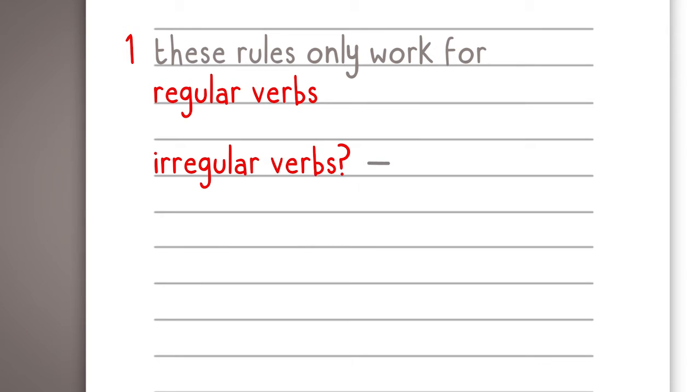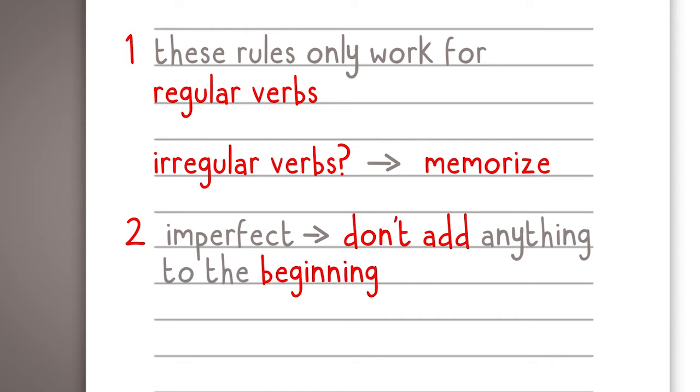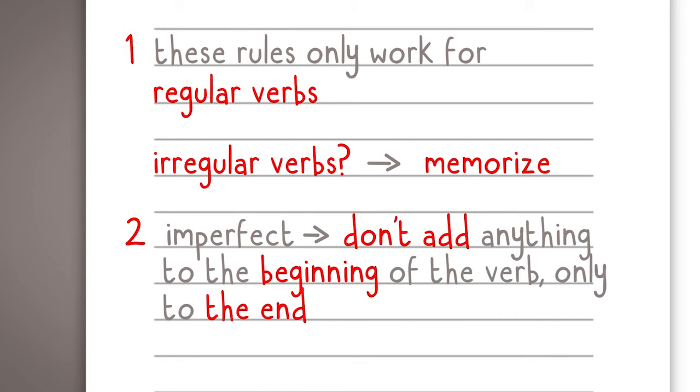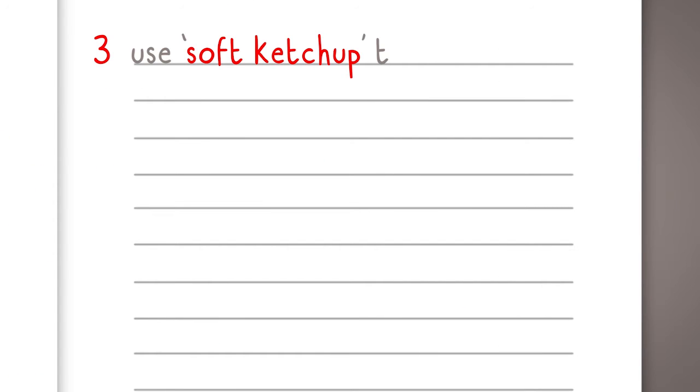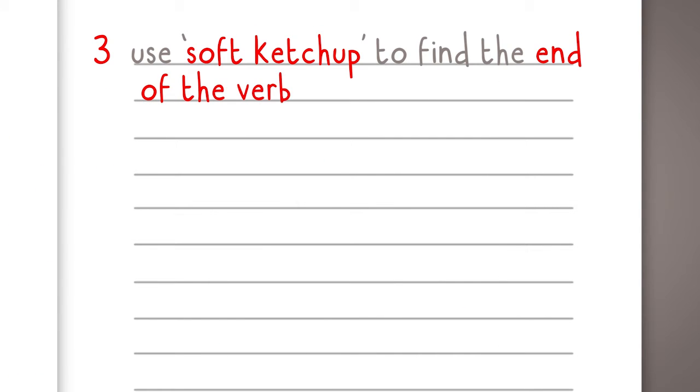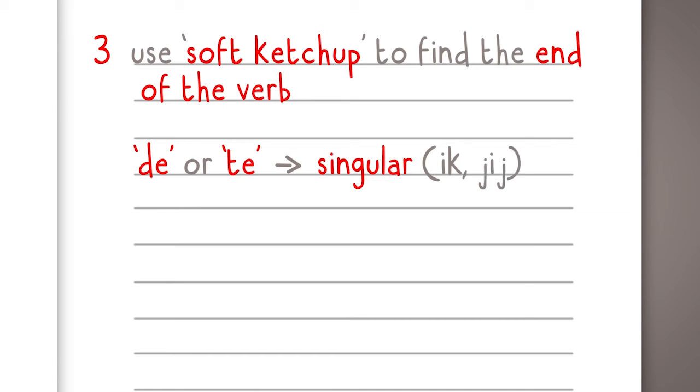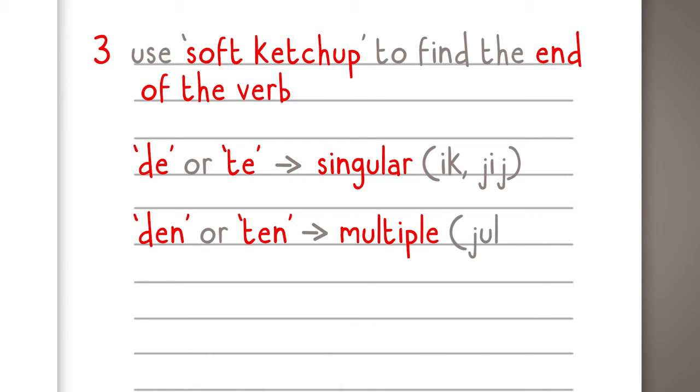First, I will remind you, again, these rules only work for regular verbs. Irregular verbs you will need to memorize like always. The second thing is that with the imperfect, you will not need to add anything to the beginning of the verb, only to the end. Third, you use soft ketchup to find the end of the verb, which will be either DE or TE ending for singular persons, ik or jij, for example, or the DEN and TEN endings for multiple persons, such as jullie or wij.